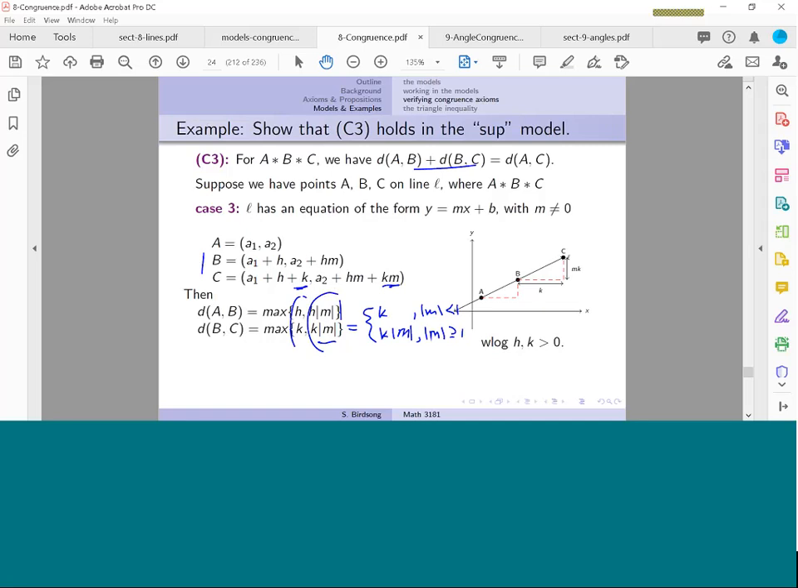So that would mean that the sum, and I'm just going to write sum because I'm lazy, would totally equal H plus K, and then technically here, H absolute value of M plus K absolute value of M.